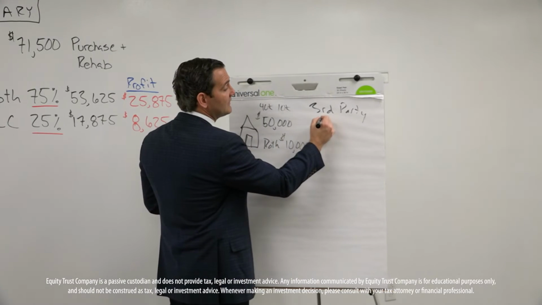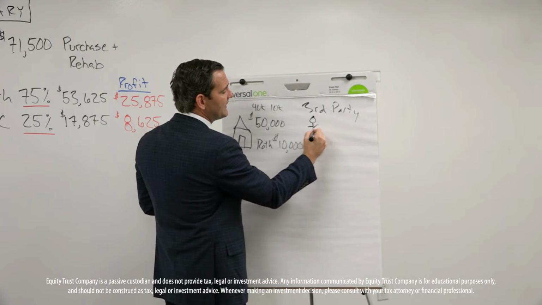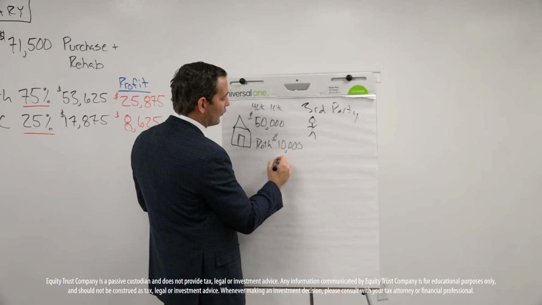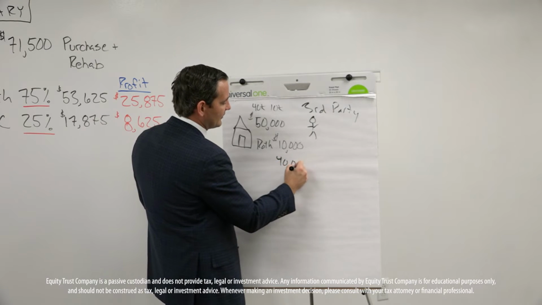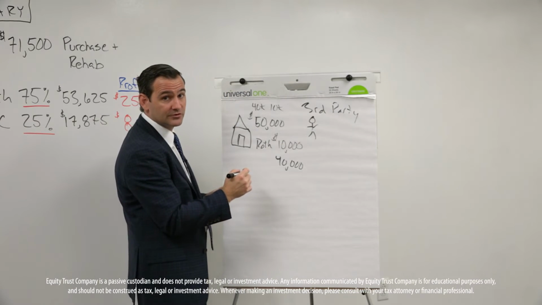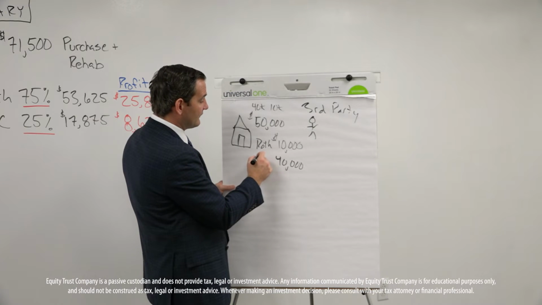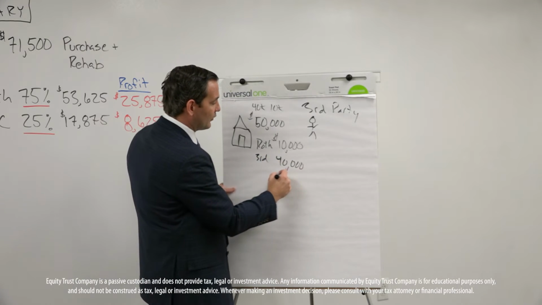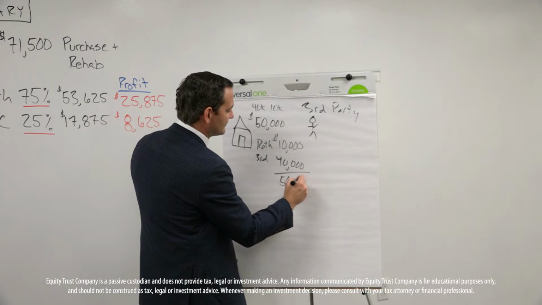So my third party investor here, let's make the assumption that they kick in $40,000. So my Roth's going to kick in $10,000 for the purchase and rehab, and my third-party investor partner is going to kick in the $40,000 for the $50,000 purchase and rehab.